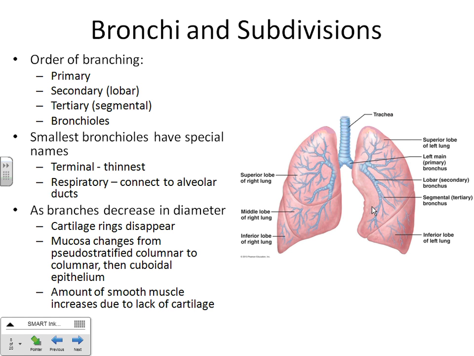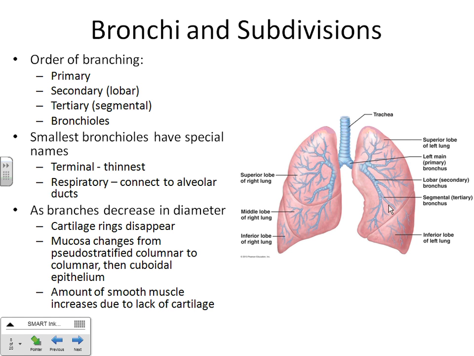You follow it, and every time it branches, you give it a new name. Why? Because every time it branches, it does change structure a little bit. What's the main thing that happens to the structure as it splits? It gets smaller in diameter. Okay? Once it gets small enough in diameter, that's when you lose the cartilage that's around the outside of it.